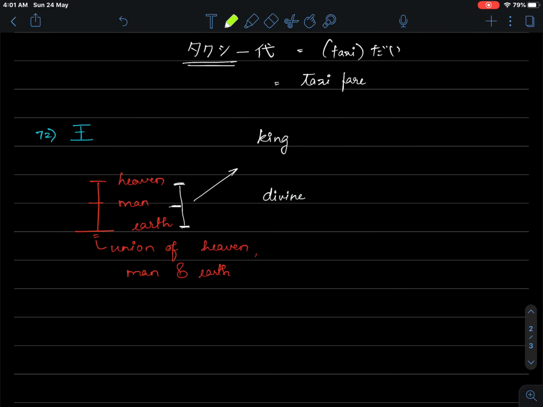Let's have a look at the on and kunyomi. Conveniently, this one does not have a kunyomi. It only has an onyomi, and that is o, or o when you write o, but when you say it, it is o. Now let's have a look at some words.